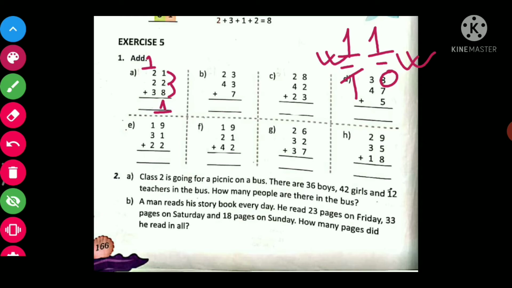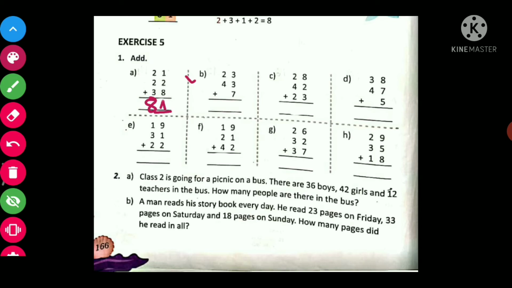Now see, in tens place 4 numbers are there. So we'll start adding two numbers. 1 plus 2, it will be how much? 3. 3 plus 2, 5. 5 plus 3, it will be what? 8, right? So now we'll write here 8. Like this only we have to do this one.